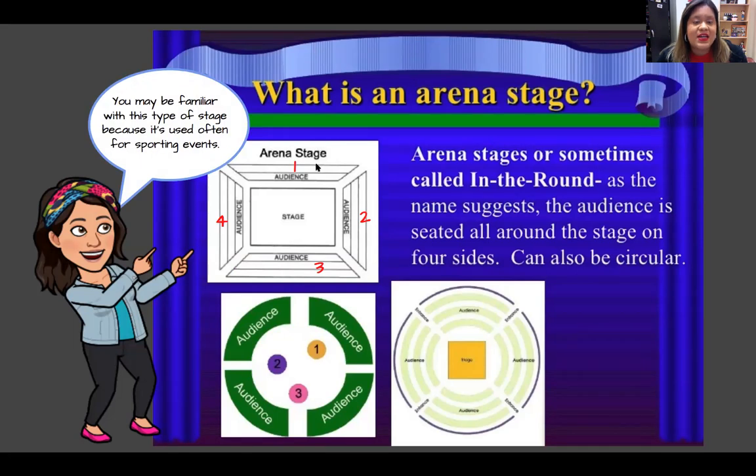And it can be any stage or any shape. So notice here how the stage is a rectangle and then here it's a square, but the audience is in a circle, right? And so just depending on what type of stage shape you have, that's going to depend how your audience can fit all the way around.